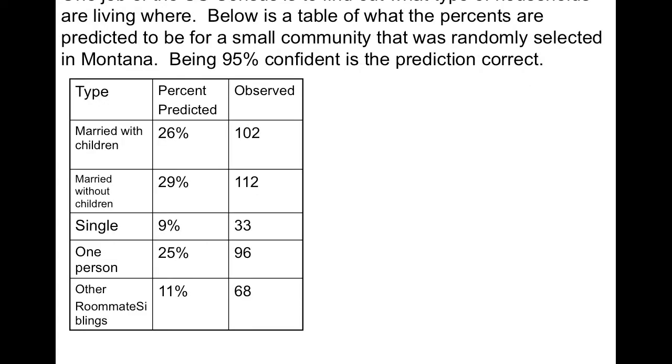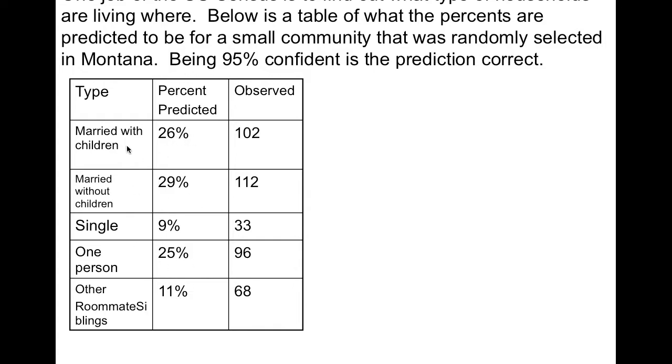The other example that we have in this chapter is looking at household types. Now this time, we're looking at the U.S. Census and the type of households, and below is a table of what the percents are predicted to be for a small community. So it's not saying that every household type is equally distributed throughout the population. There is some imbalance here. These percentages here are our predictions.